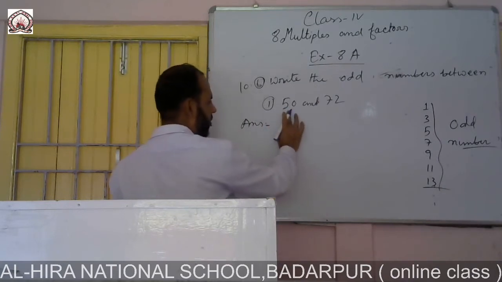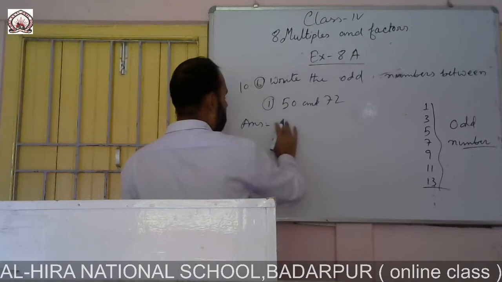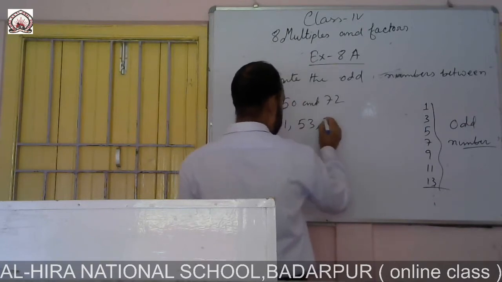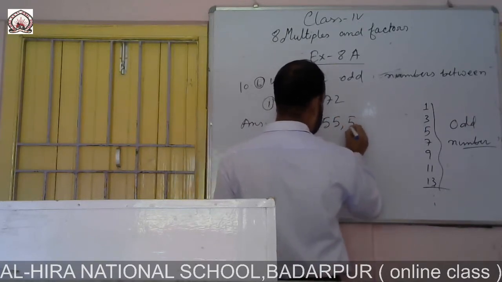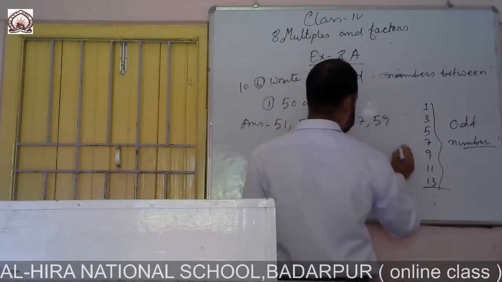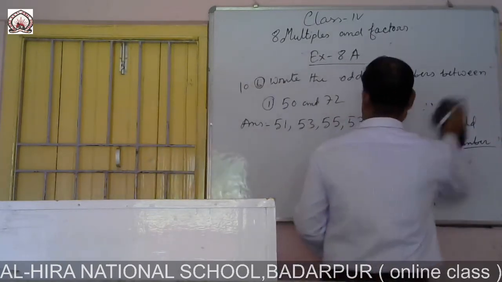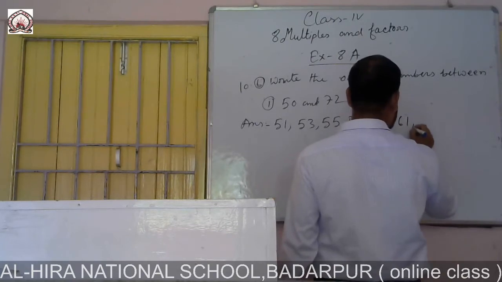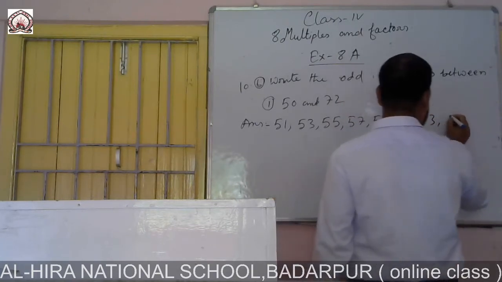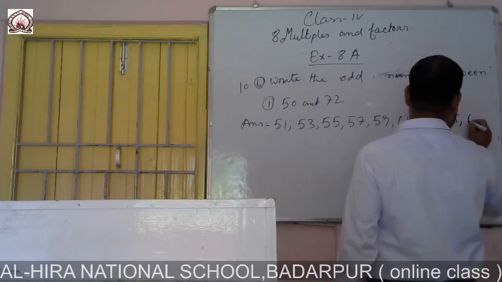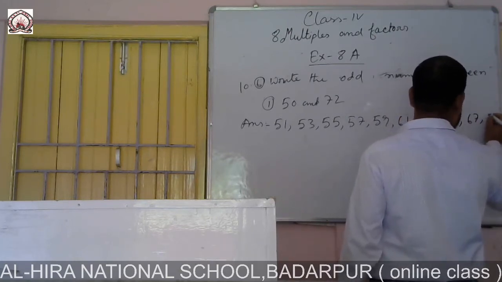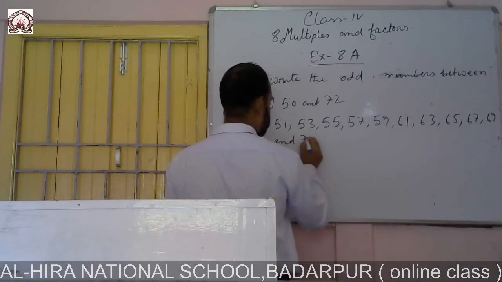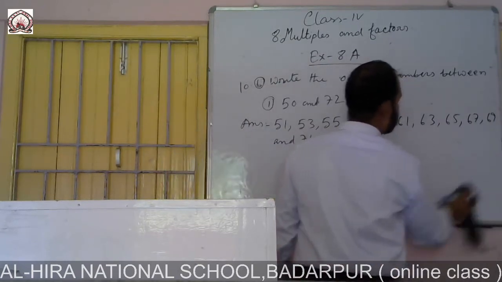So 50 is an even number, 0 is there, so it is even. So 51, 53, 55, 57, 59, 61, 63, 65, 67, 69 and 71.